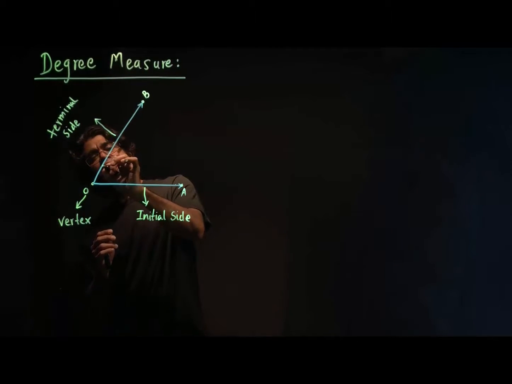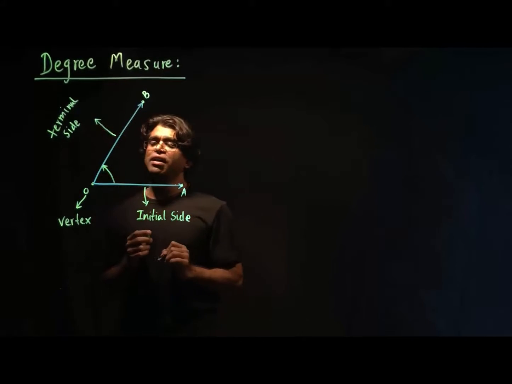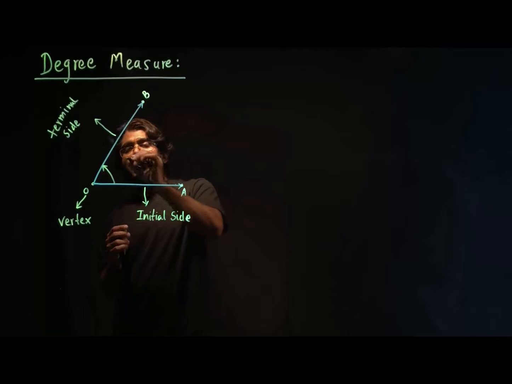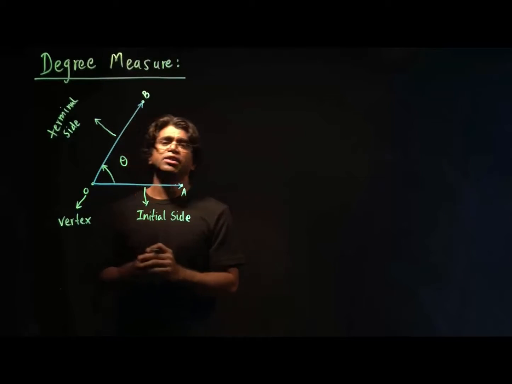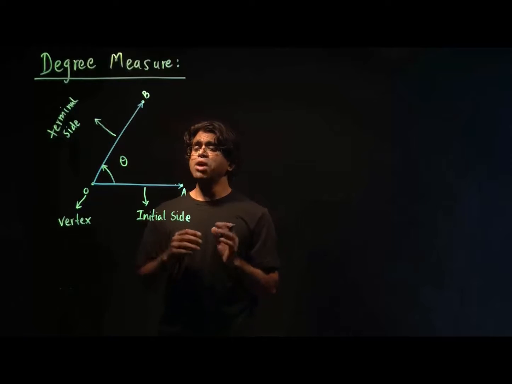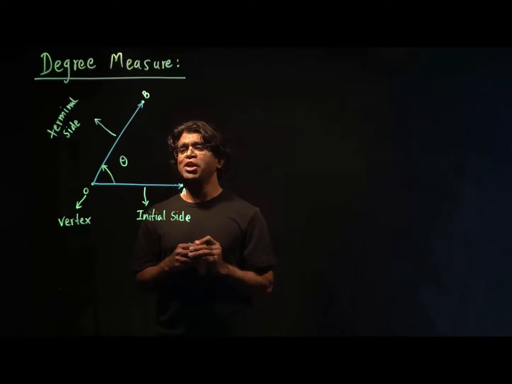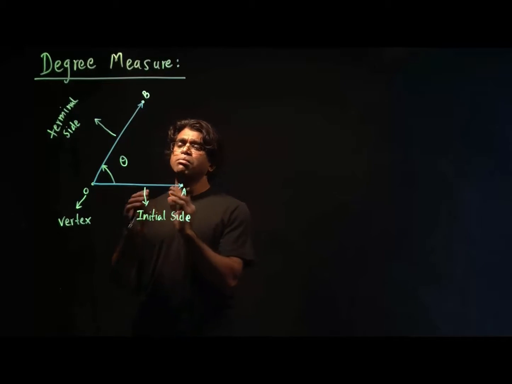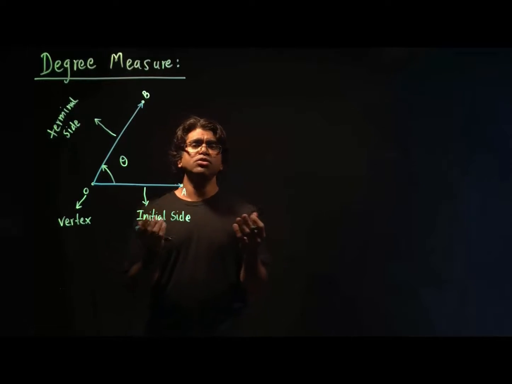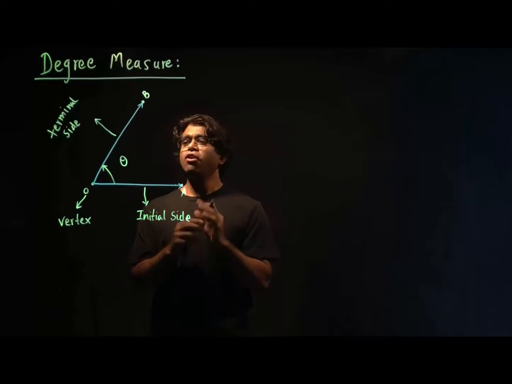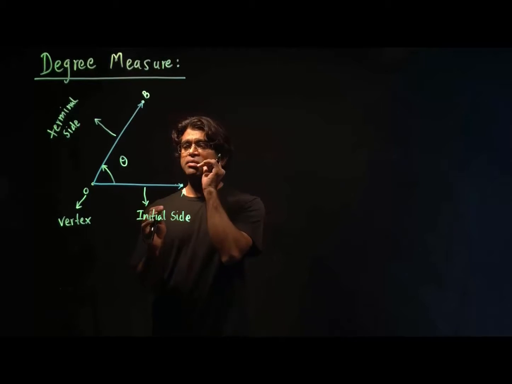So now if I have to measure the angle, I will measure this angle like this. And this measurement is basically my angle theta. So I'm not taking any particular value for the angle. I'm just taking theta so that I can use whatever value I want. Now we know how to draw an angle.